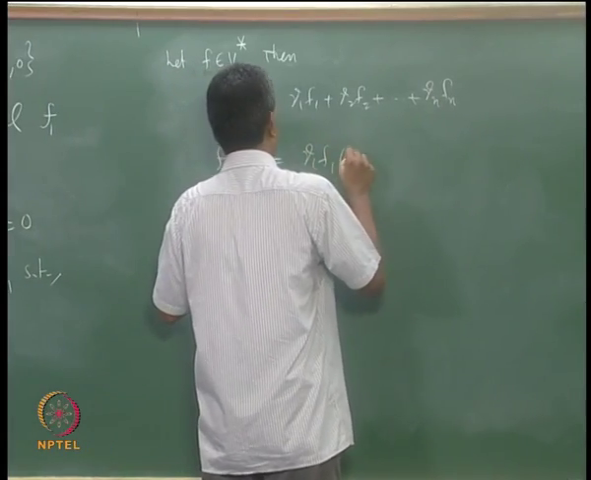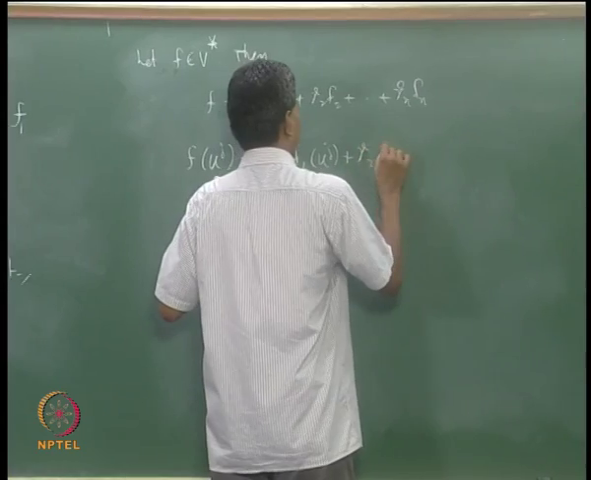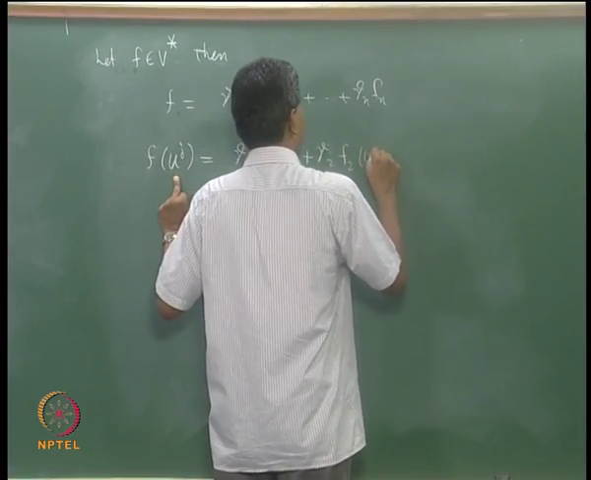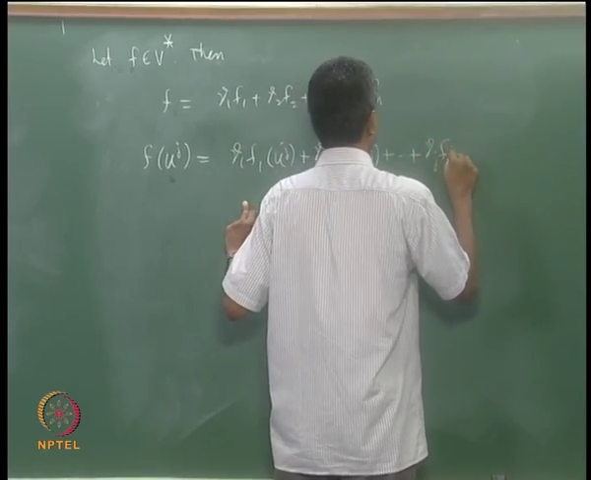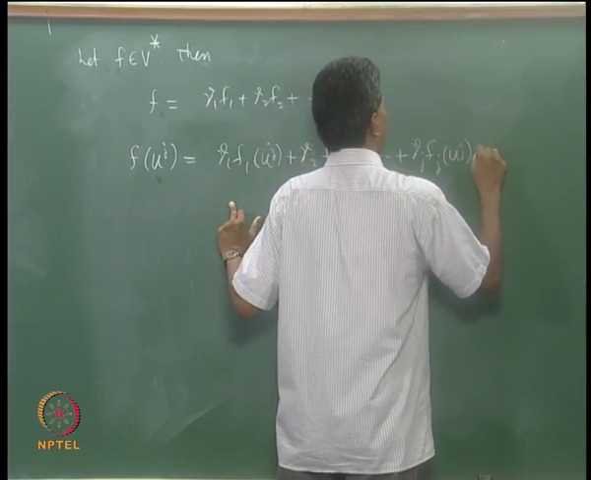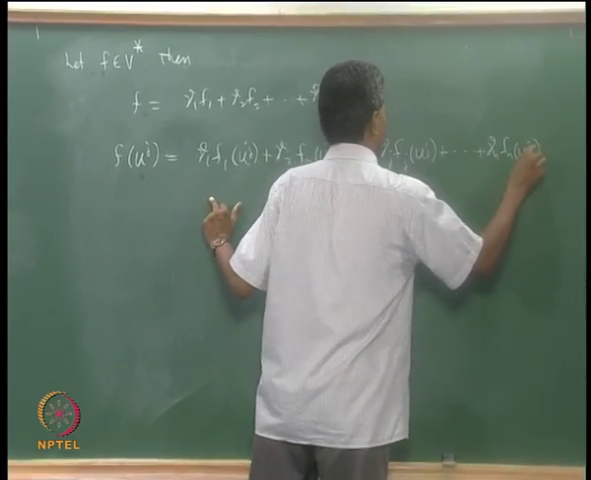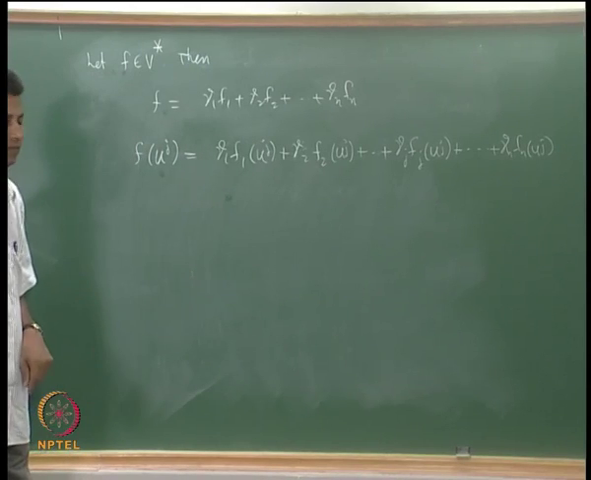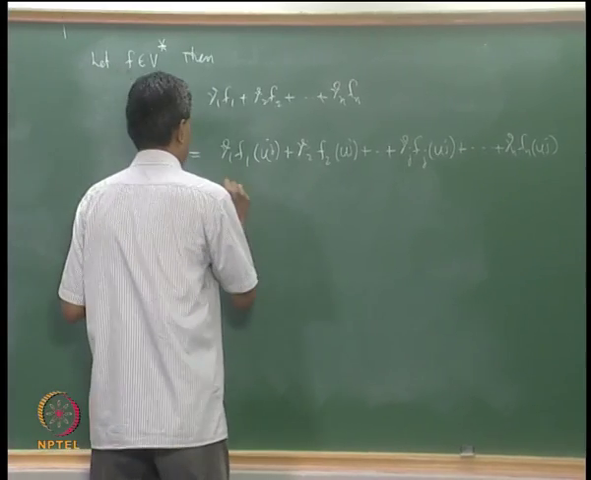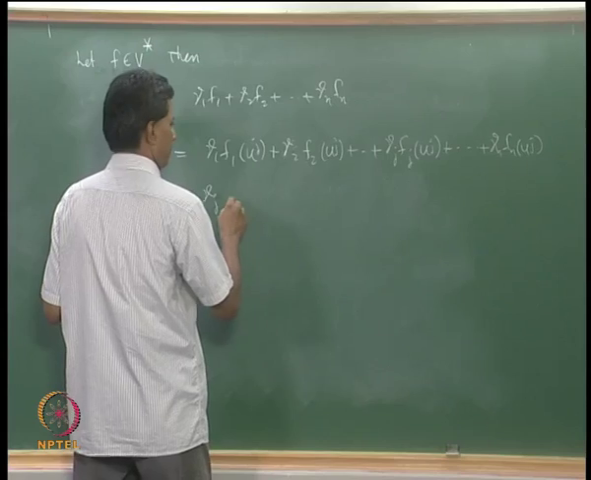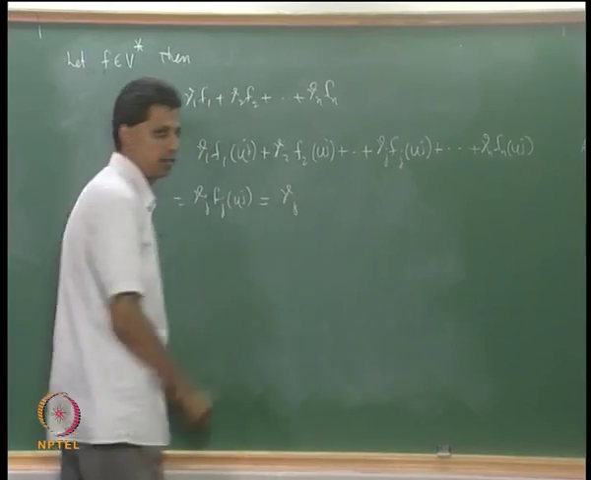It is gamma 1 f1 of uj plus gamma 2 f2 of uj, etc. Gamma j fj of uj plus etc. plus gamma n fn of uj. So that is gamma j fj of uj, all other terms are 0, that is just gamma j.